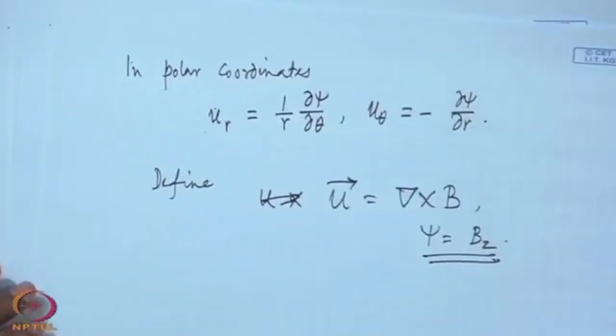Any other component, like say, if we consider an axisymmetric case or symmetric case in spherical coordinate system, again we can write what are the two components of velocity, and we will do that whenever we come across that type of situation.